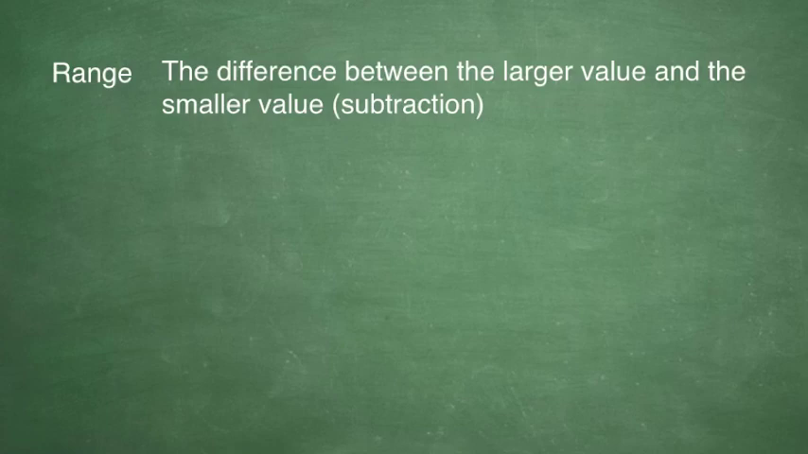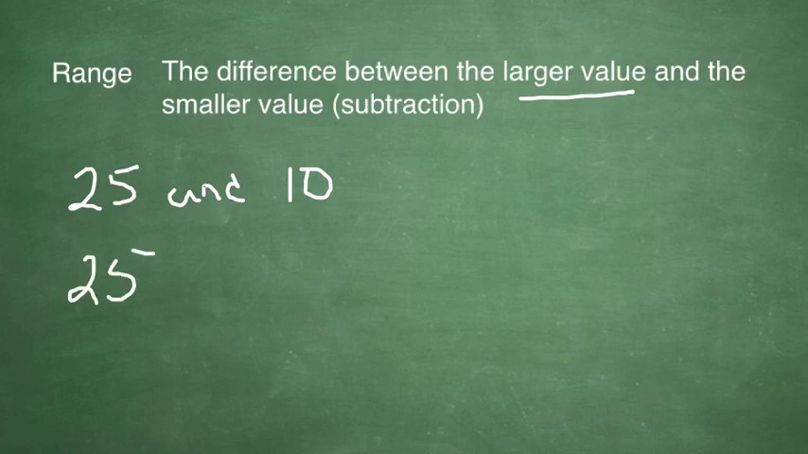I don't think you have any examples on your notes, but we're going to go ahead and look at this. If I have, let's see, the number 25 and 10, I want to find the range between those two numbers. And this means on a number line, how many spaces are between 10 and 25. So I'm going to take the larger value, 25, and I'm going to take the difference between that and the smaller value, and my range is 15.